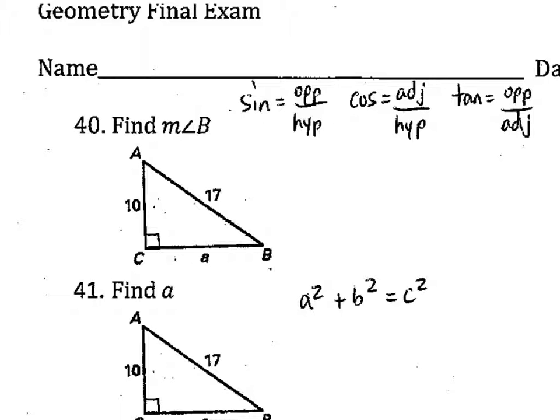Here on 40, it's another trig. Let's label our sides. Find the measurement of B. So here's your reference angle. It means this is the opposite now, this is the adjacent, and this is the hypotenuse. And of course, here are your three trig functions.